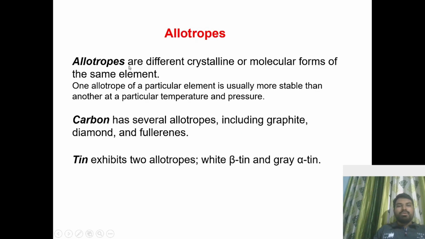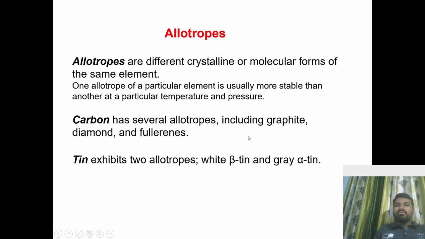Now allotropes. Allotropes are different crystalline or molecular forms of the same elements. One allotrope of a particular element is usually more stable than another at a particular temperature and pressure. Carbon has several allotropes including graphite, diamond and fullerene. Tin exhibits two allotropes, white beta tin and gray alpha tin.